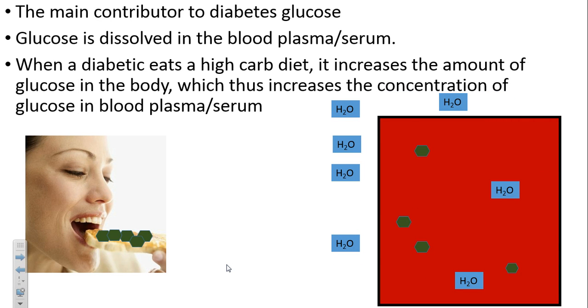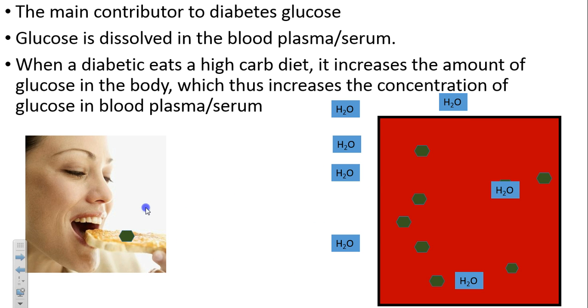So let's rewind a little bit because I messed up. So say a diabetic eats a high carb diet. What happens then? They eat it, it gets into the digestive system. The small intestine removes glucose and puts it into the bloodstream. So here's our person. She's going to go ahead and eat her high carb diet. Yum, yum, yum. She eats it. The glucose moves into her bloodstream after being digested in the digestive system.